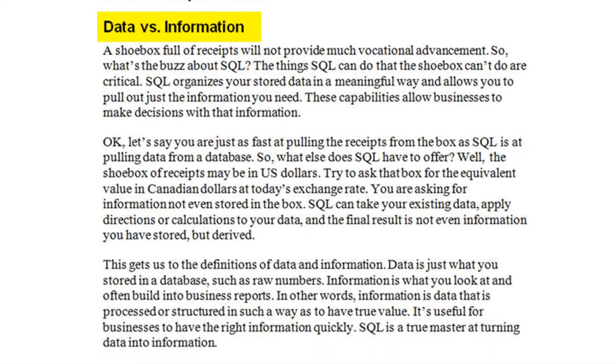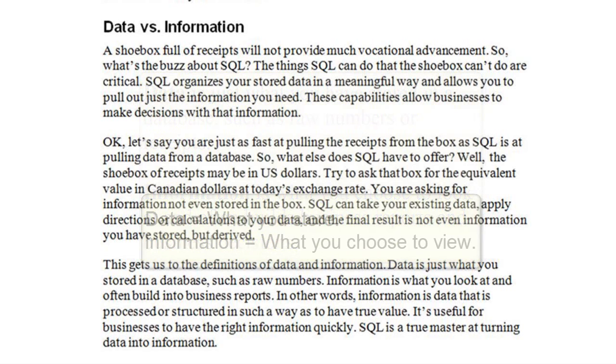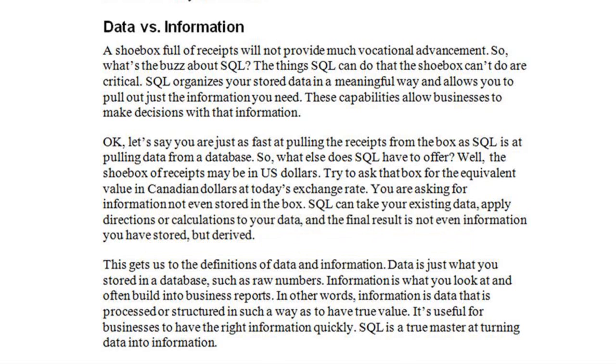This gets us to the difference in the definition of data and information. Data is just what you've stored, such as raw numbers or receipts. Information is what you choose to look at and often builds business reports and business decisions. In other words, information is data that is processed or structured in such a way as to have true value. Information is the data that is useful to you. SQL is a true master at turning stored data into valuable information.